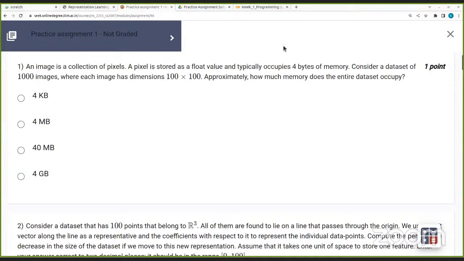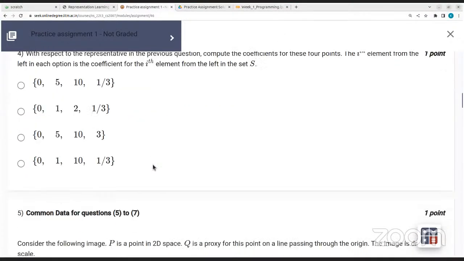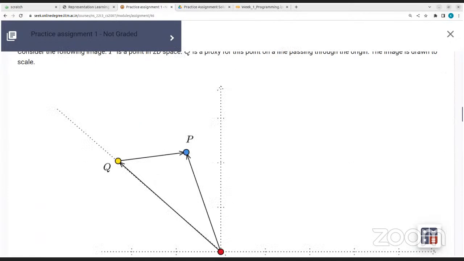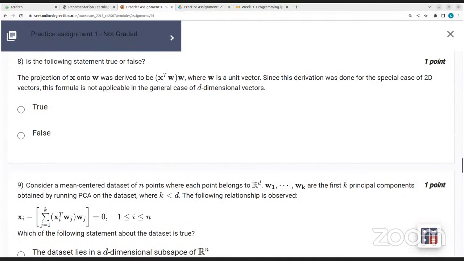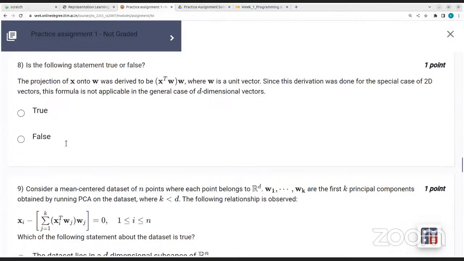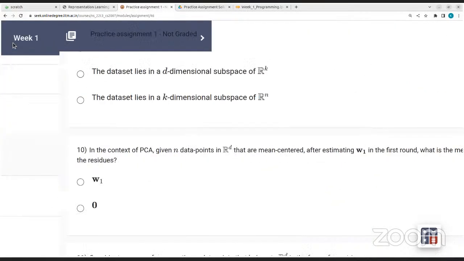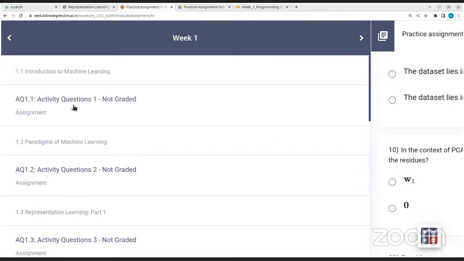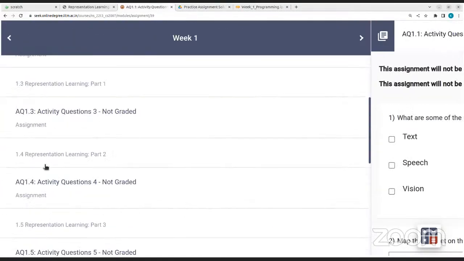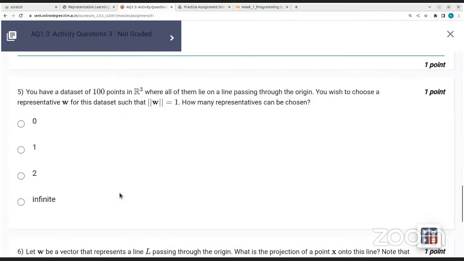All right. Anything else? Any other questions in the practice assignment which are not clear? I have one doubt in activity questions. Okay, which question? Activity question 1.3, question number 5. Okay.